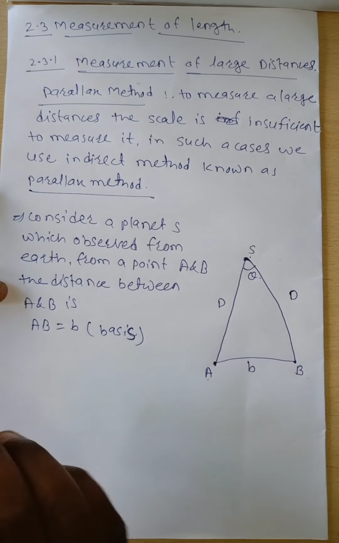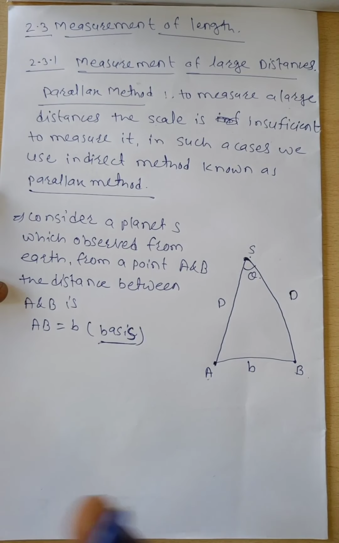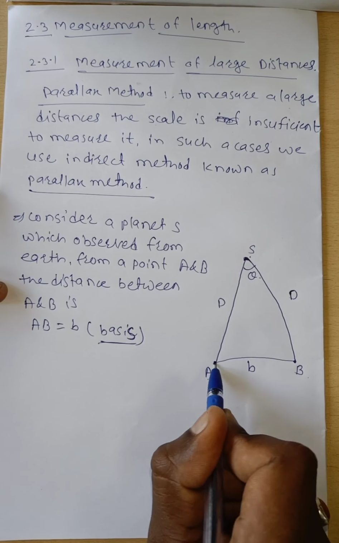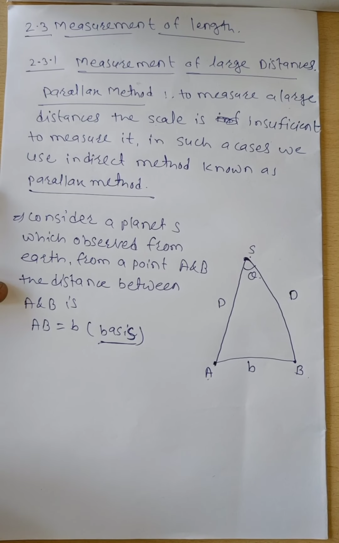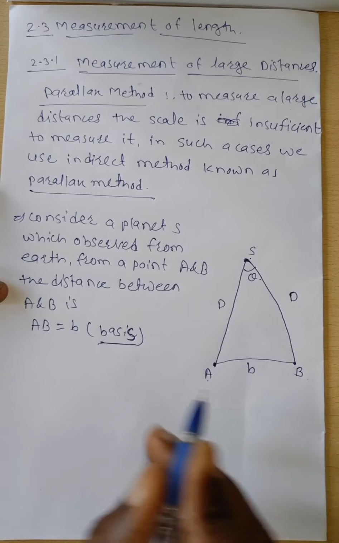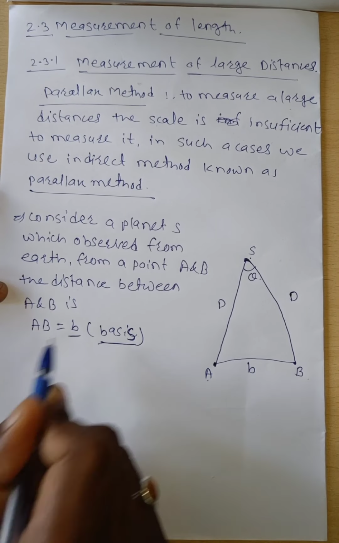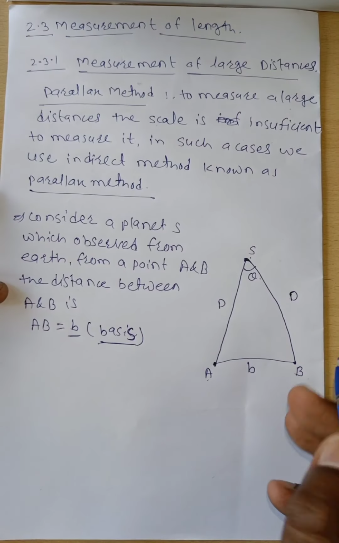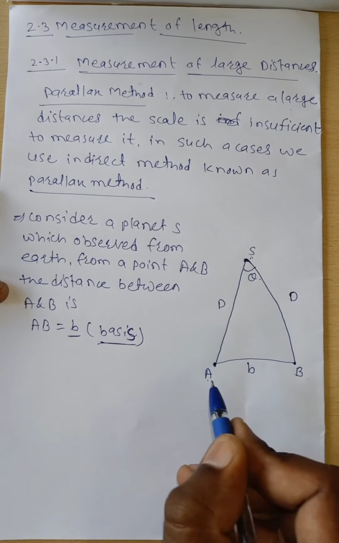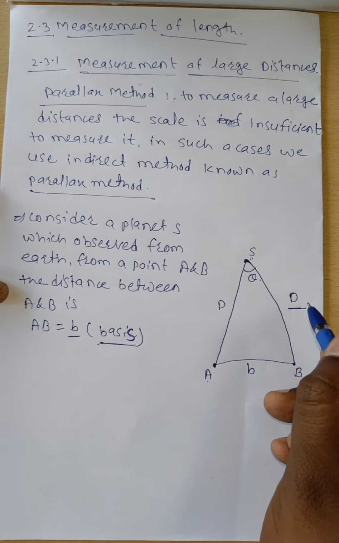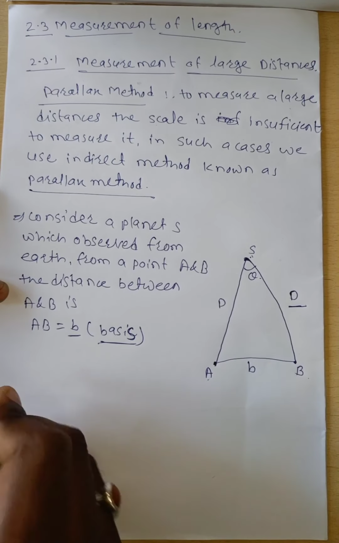What is meant by basis? Basis means the distance between two observing positions. Write down the definition of basis: the distance between two observation positions. The distance between two observing positions is AB, which is equal to b, and the distance of planet S from the Earth is D. We have to determine this distance.